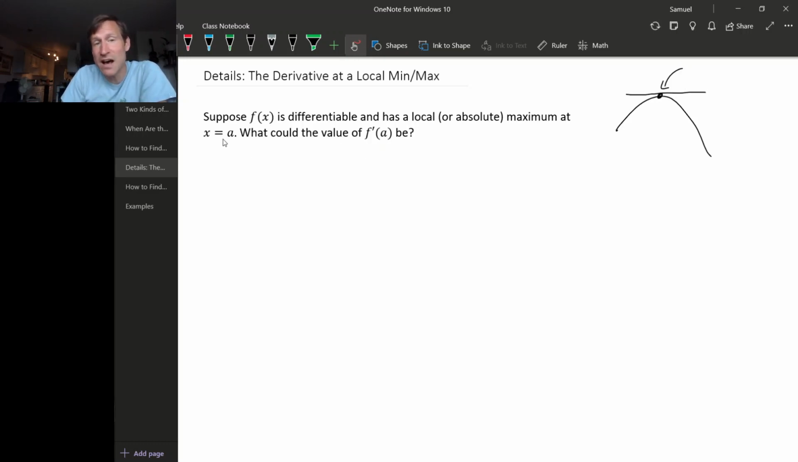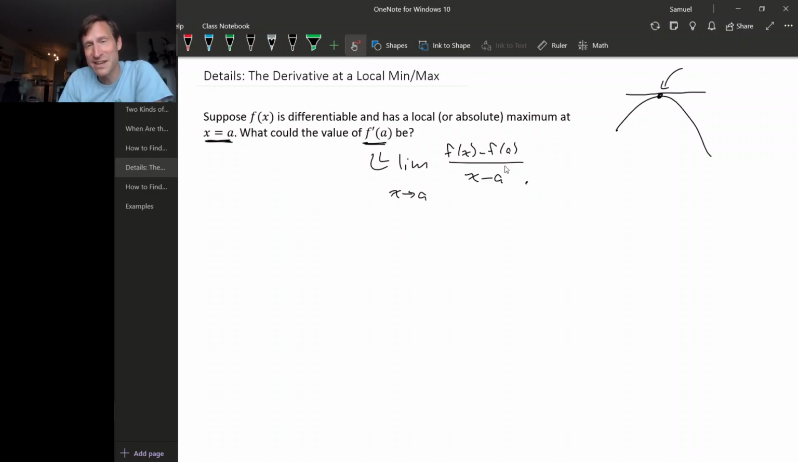So let's suppose that we have a local maximum at x equals a, and let's figure out what f prime of a could be. Well, remember, f prime of a is, according to the limit definition, let me use the other definition of the derivative, the limit as x goes to a of f of x minus f of a over x minus a. Well, this is so general, it's hard to know how this is going to help us. But one thing we can do is take this limit from each side individually.